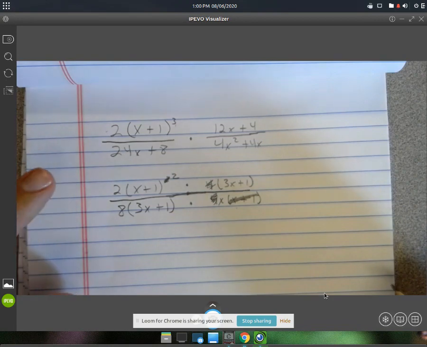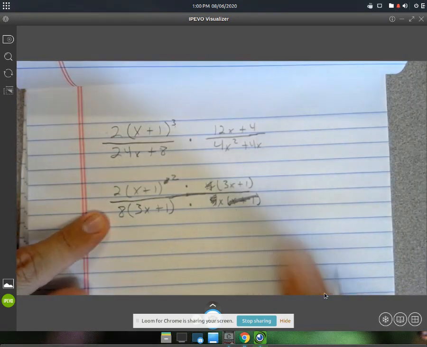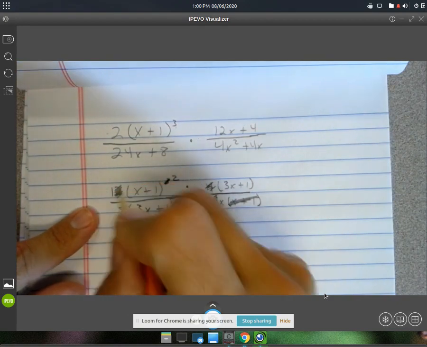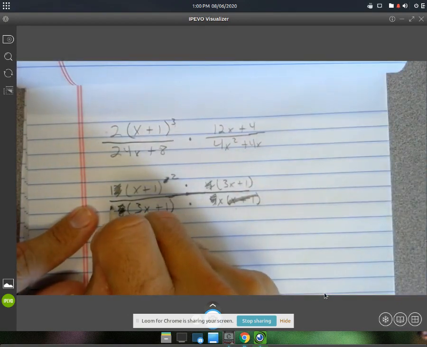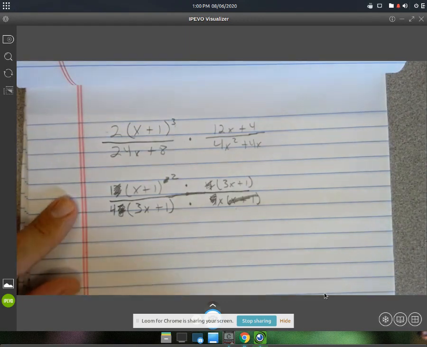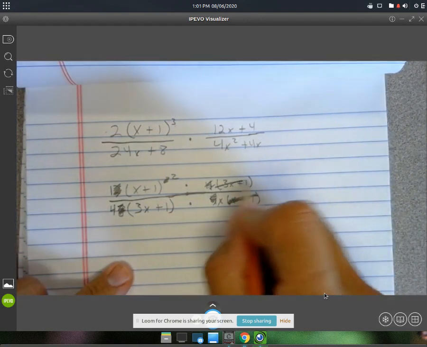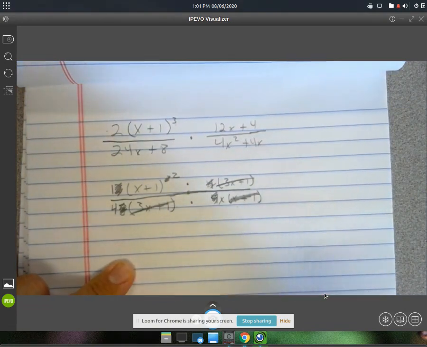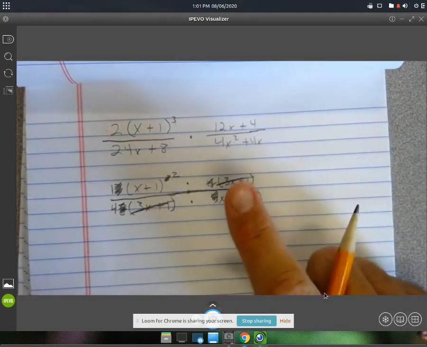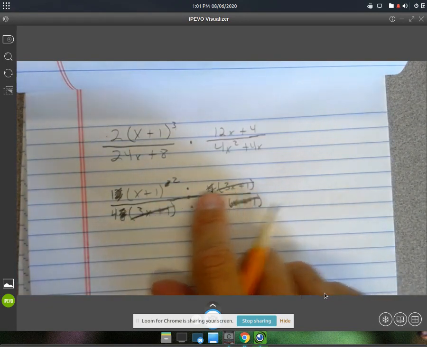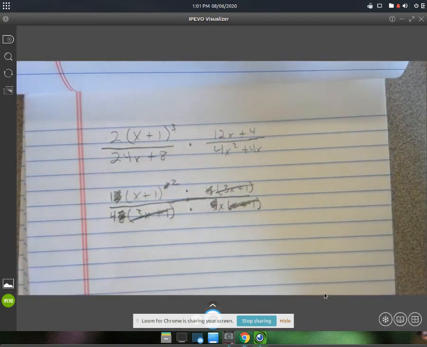Let's see. That 2 and that 8, you can divide them both by 2. So this will become a 1, or not at all, and this will become a 4. You've got a 3x plus 1 and a 3x plus 1. Those will cancel. And your x will not cancel with anything. And your 4, there's no other numbers up there left to cancel with, so we're done with this one.